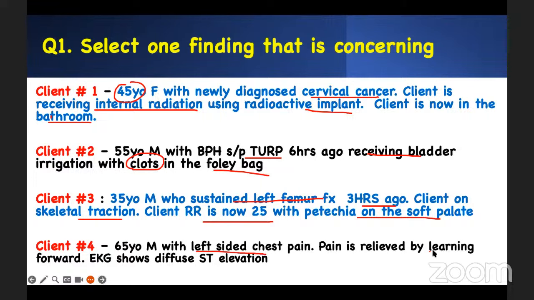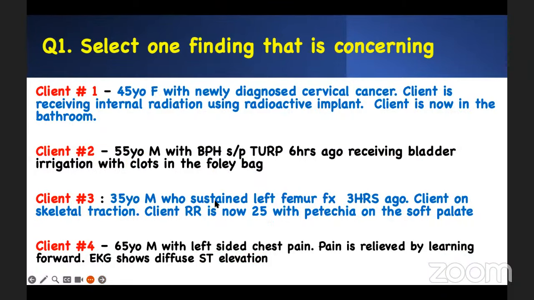Left-sided chest pain, leaning forward, right? And the EKG shows what? Diffuse ST elevation. What findings do you think are worrisome? Select one finding that is concerning. Well, to me, cervical cancer is not concerning. What is concerning to me is the patient in the bathroom. That is my concerning feature.